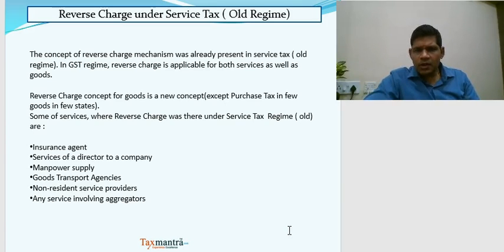Now what are the provisions? Earlier, reverse charge was levied mainly on insurance agents, services of a director to a company, manpower supply, GTA, non-residents, and services by an individual advocate. In those scenarios, reverse charge was very prevalent under the service tax regime, so this is not something new. In some of the states, there is a concept called purchase tax, wherein the receiver of the goods was required to pay VAT under the purchase tax regime.